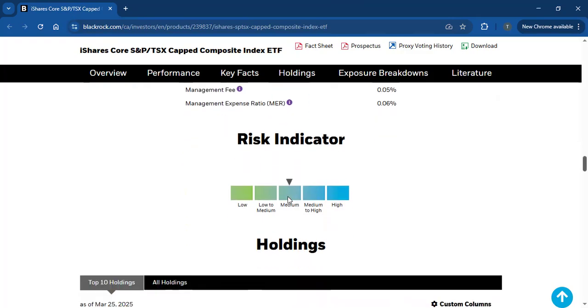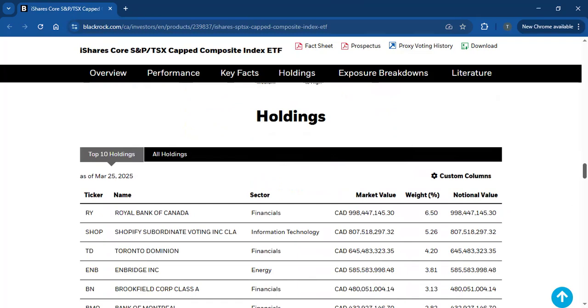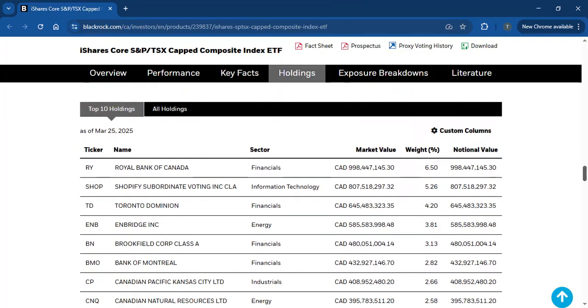Risk indicator: it indicates medium, which is less risky than individual stock holdings. We already said that this fund has 219 holdings, which are companies in one fund. So we are only going to look at the top 10. When you look at the top 10 holdings in this fund, they are big names, companies that we know exist, and these make up the top 10 holdings.